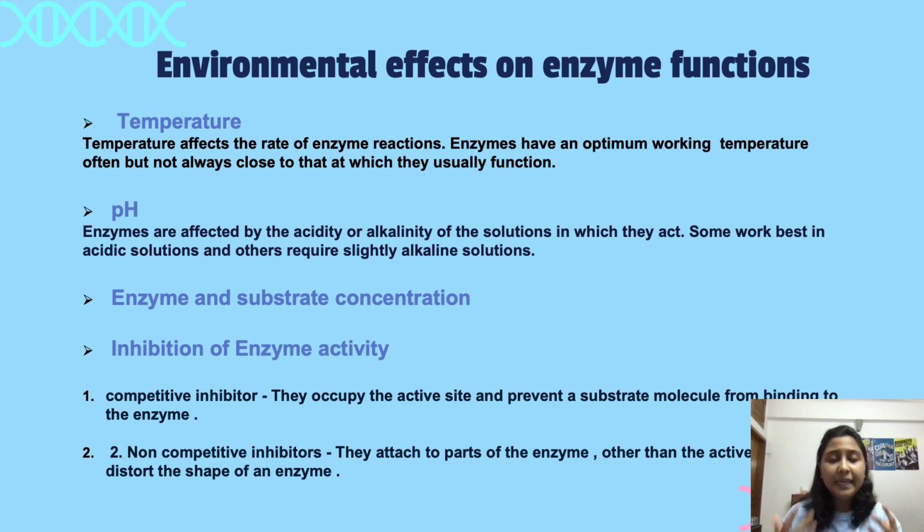Now, how does the pH affect the enzymes? Enzymes are affected by the acidity or alkalinity of the solutions in which they act. Some work best in acidic solutions and others require slightly alkaline solutions. What happens is that amino acids present in the active site are acidic or basic. And fluctuation in pH can affect these amino acids, making it really hard for the substrates to bind. Extreme pH values can denature enzymes as well.